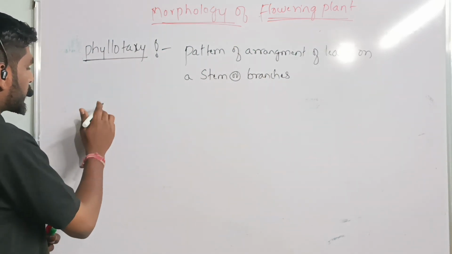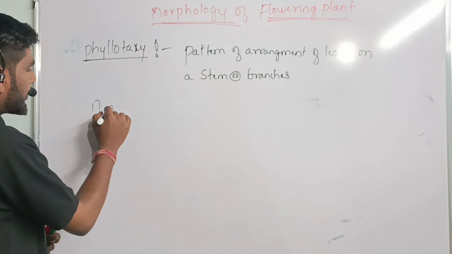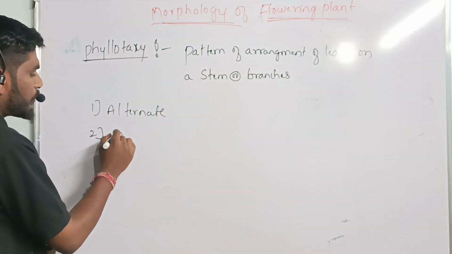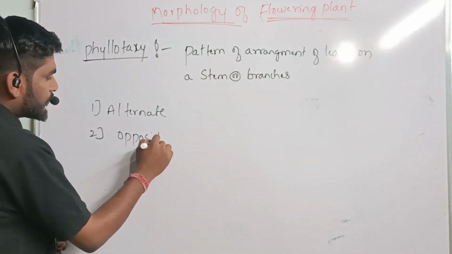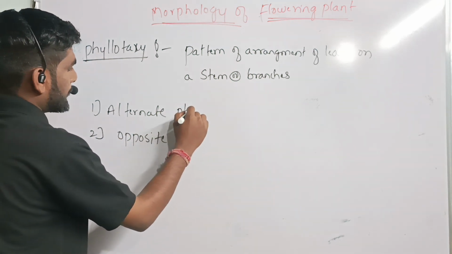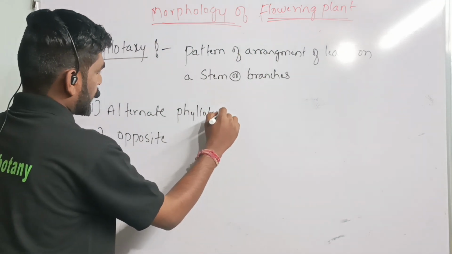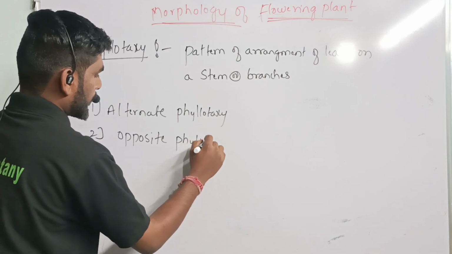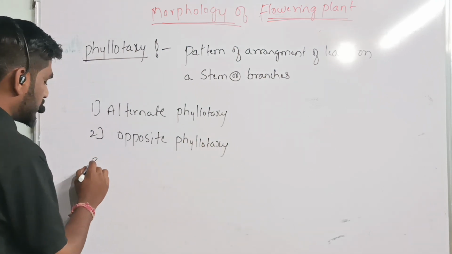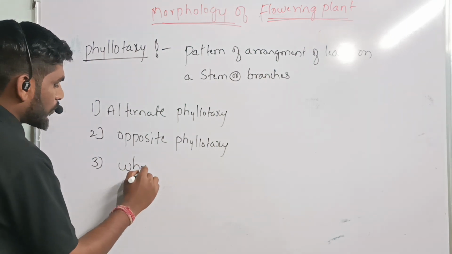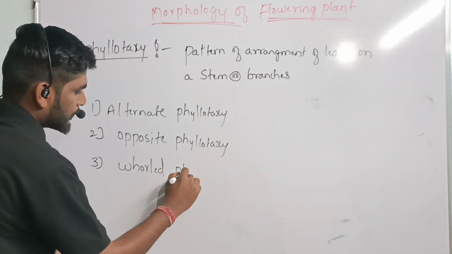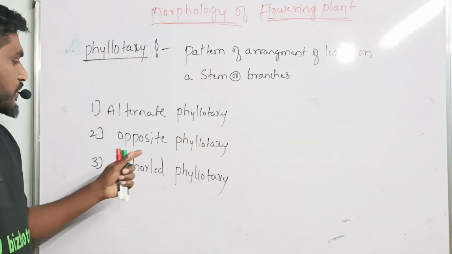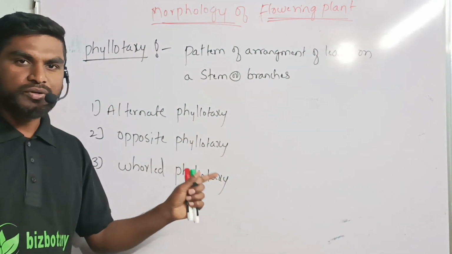One is alternate phyllotaxy, second one is opposite phyllotaxy, third one is whorled phyllotaxy. Alternate phyllotaxy, opposite phyllotaxy and whorled phyllotaxy.